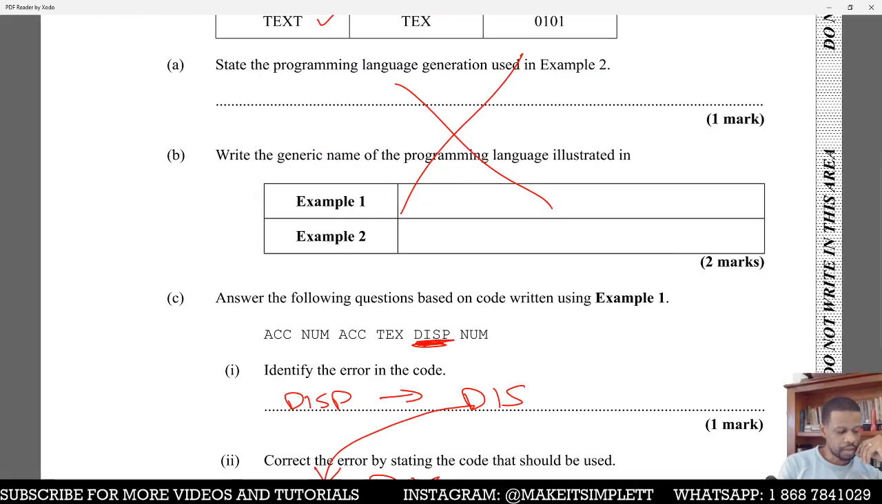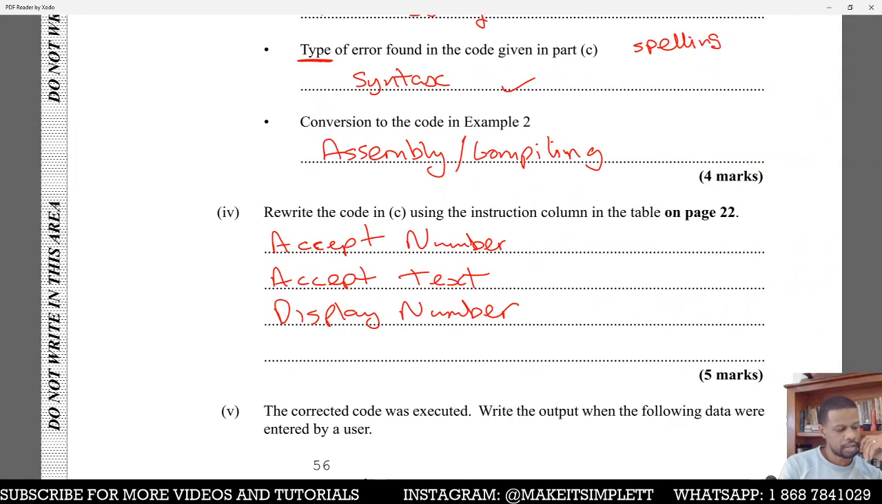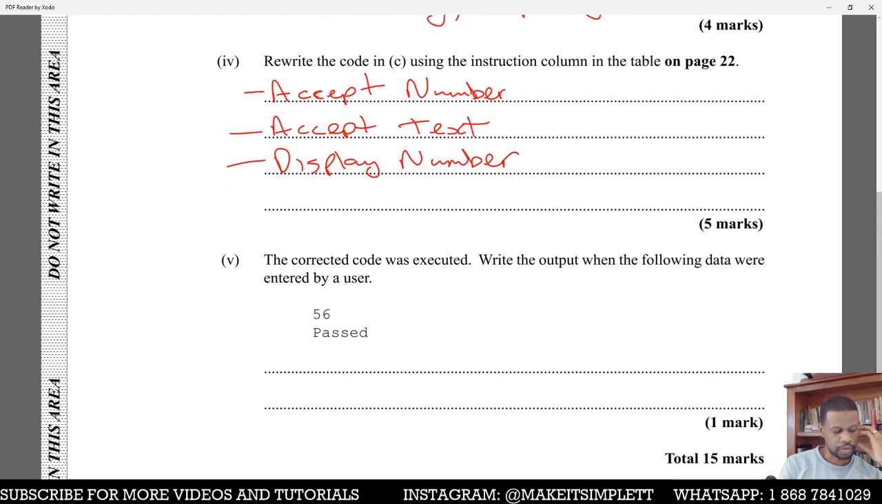So accept the number. That's accept number, accept text, display number. So I have it right there. Accept number, accept text, display number. That's what the code will do. The correct code is executed by the output when the following data were entered by the user. So it accepts the number, accepts the text, then it will just print the number, because it just takes in the text, which is the word pass, and prints it back out.